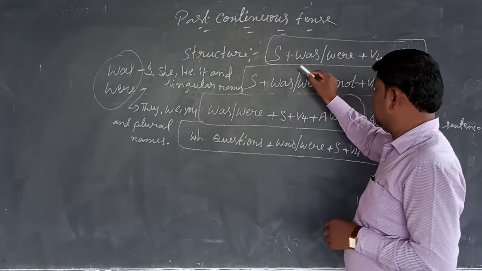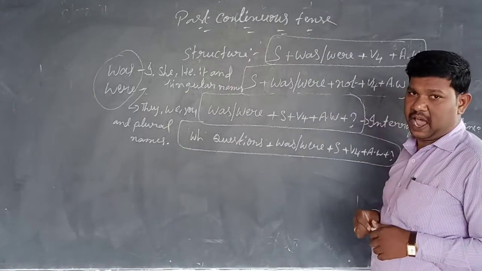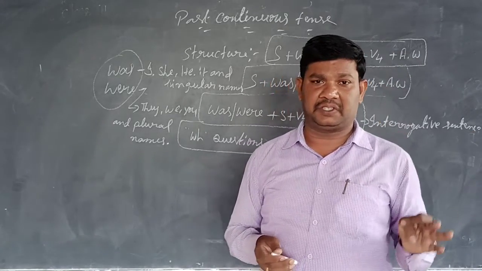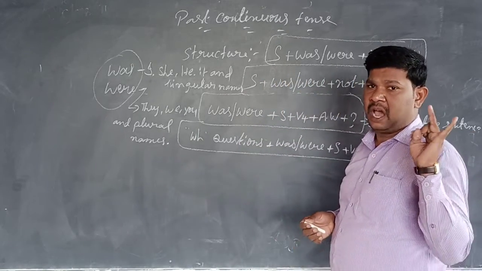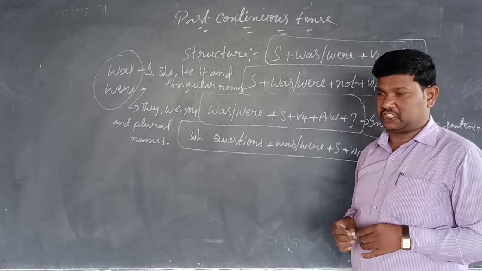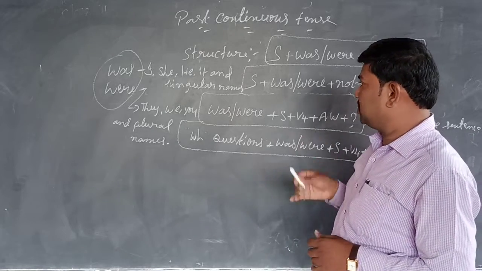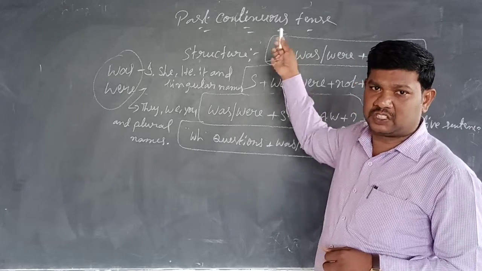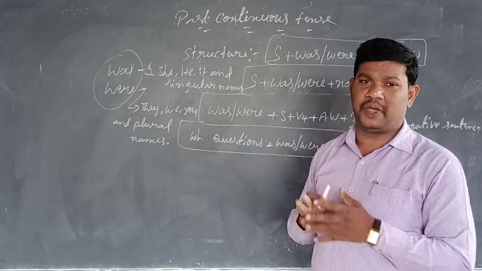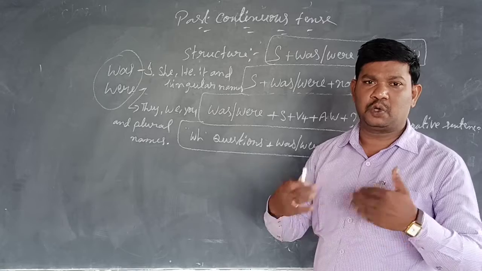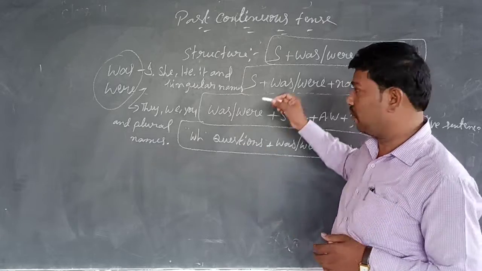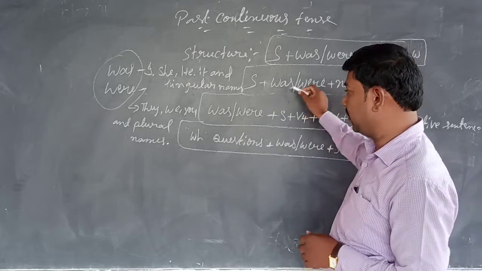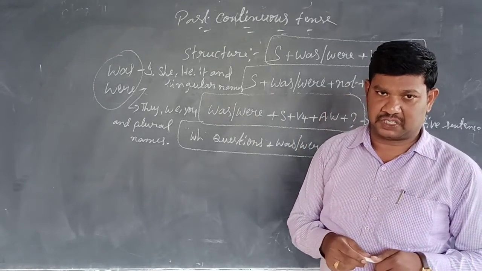And next, you understand these are the structures. I wrote the four structures: the positive sentence, negative sentence, interrogative sentence, and WH question structures. The next step is to learn the sentence formation of past continuous tense. I will tell you how to frame sentences using those structures: positive, negative, interrogative, and WH question structures.